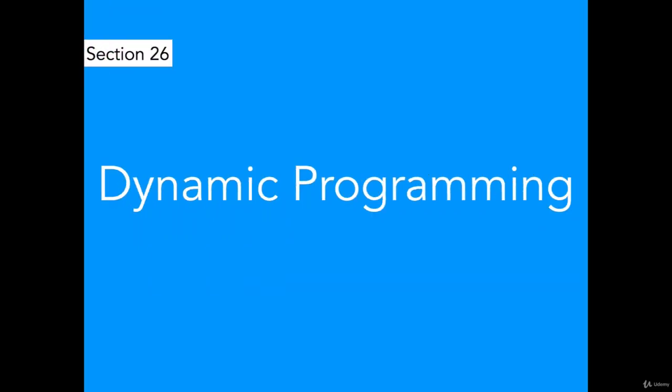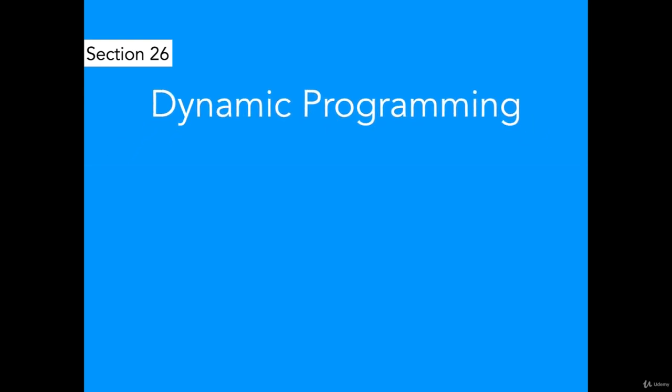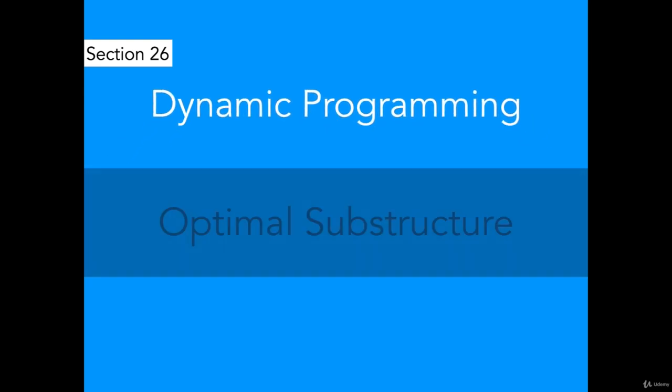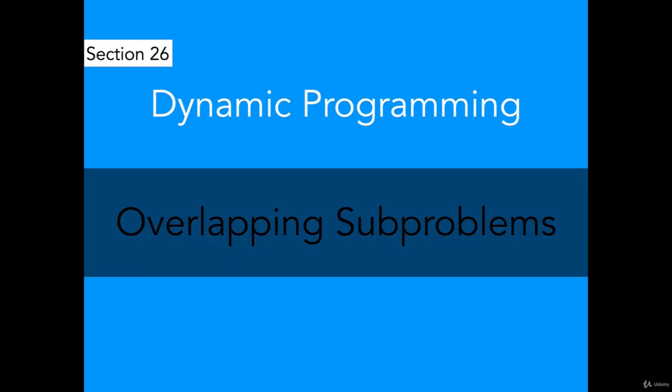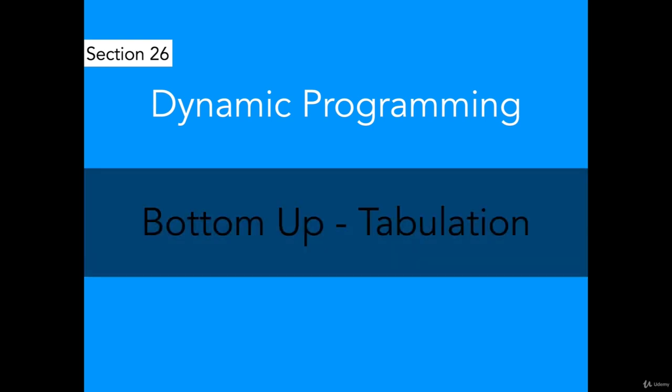I know many people are curious about learning dynamic programming. So here I will talk about main properties of dynamic programming such as optimal substructure property and overlapping subproblems property. Then we will learn 2 methods of dynamic programming which are top-down with memoization and bottom-up with tabulation. And I'll show you 4 steps to convert divide and conquer algorithm to dynamic programming algorithm.